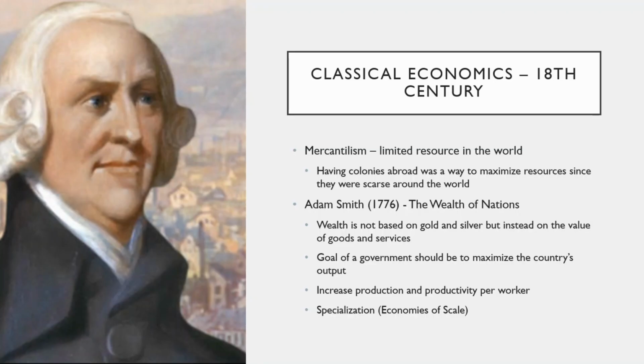Adam Smith is going to change a lot of the economic ideals and norms with his Wealth of Nations. He said wealth is not based on gold and silver, but instead on the value of goods and services. The goal of government should be to maximize the country's output. It should be to try to increase production and productivity per worker. Adam Smith talked about the idea of specialization in jobs.